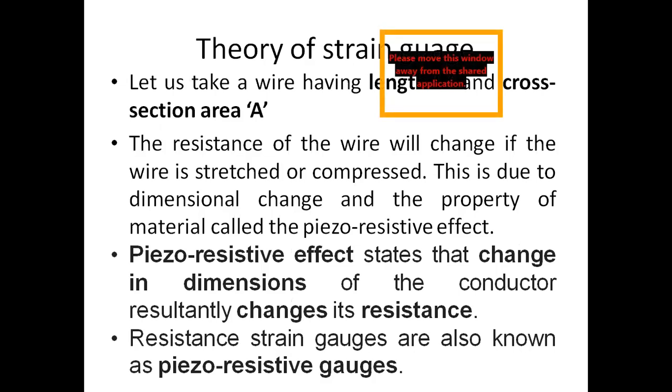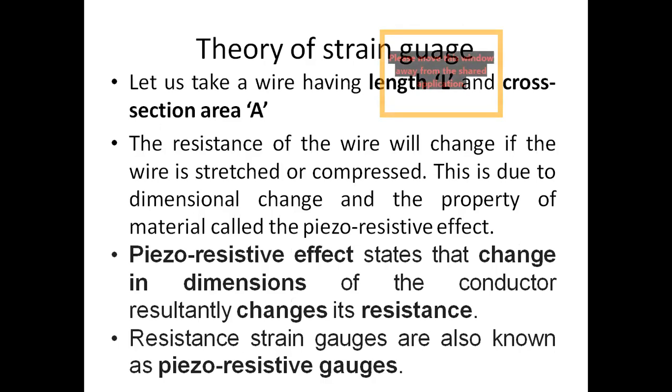Before going into the theory of the strain gauge, note that the resistive strain gauge, also known as the piezo-resistive gauge, is used for measurement of strain and associated stress in experimental stress analysis. Secondly, many other detectors and transducers, for example the load cell, torque meter, flow meter and accelerometer, employ a strain gauge as a secondary transducer.